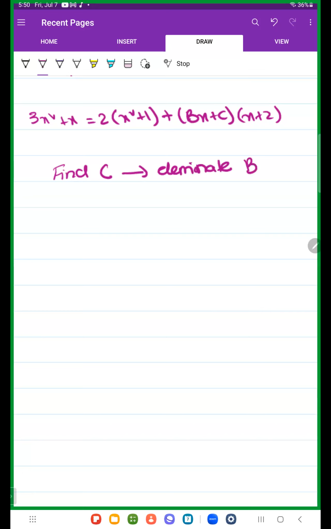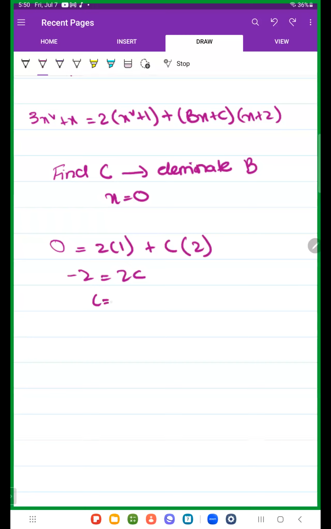How can I eliminate b? Is there any way? Multiply by what? Can I put 0? Yes. So you put in x as 0 now. When I put in x as 0, I'll get a 0 on this side. I'll get 2 into 1 plus b is eliminated. So c into 2. So minus 2 is equal to 2c and c is equal to minus 1. This would be your answer.